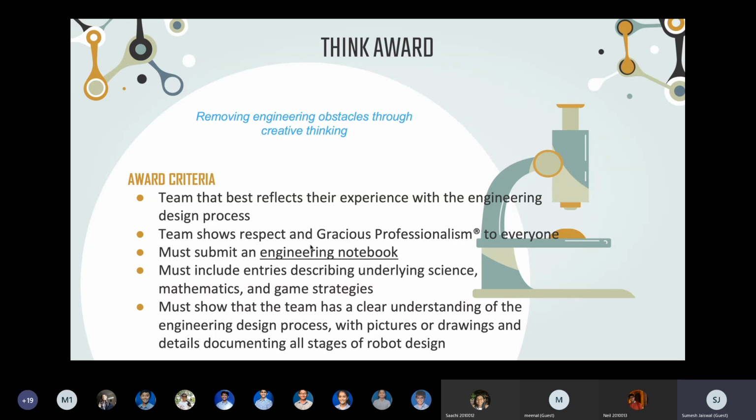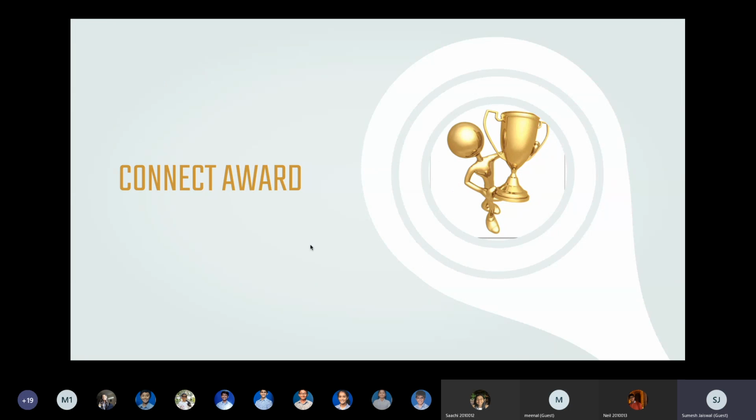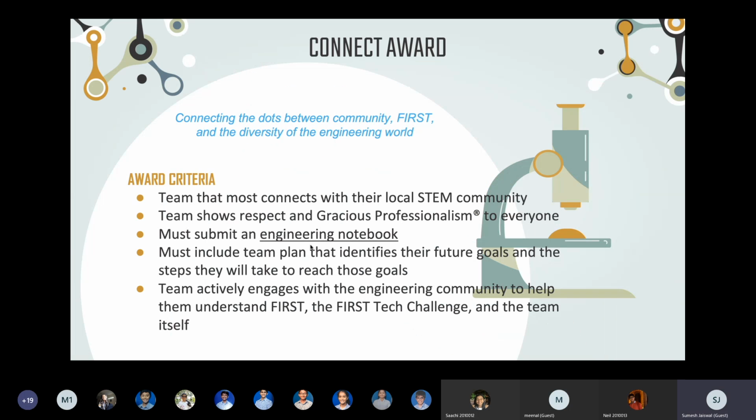Okay, so moving on, the next award is the Connect Award. This Connect Award is all about outreach. One question that some of you may have is, why do you need to do outreach in FTC, and what is the philosophy behind it?